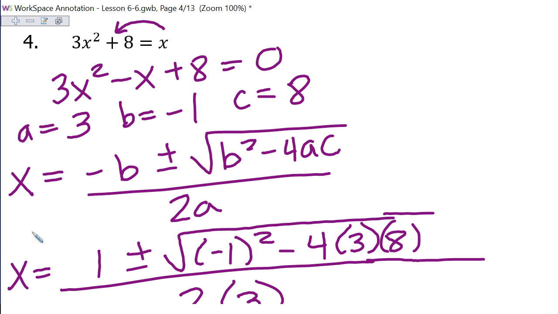Next thing I want you to do is simplify. So I want one number, and one number in the denominator. So for the denominator, 2 times 3 is 6. Simplifying our radical, what's -1 squared? 1. Then our minus, and what's 4 times 3? And what's 12 times 8? 96. What is 1 minus 96? -95.